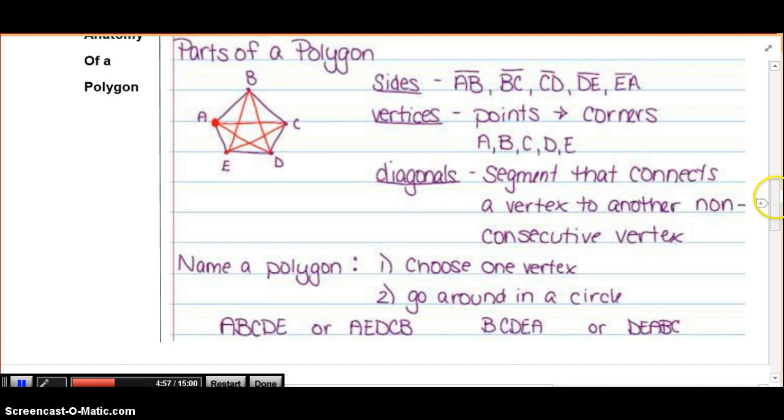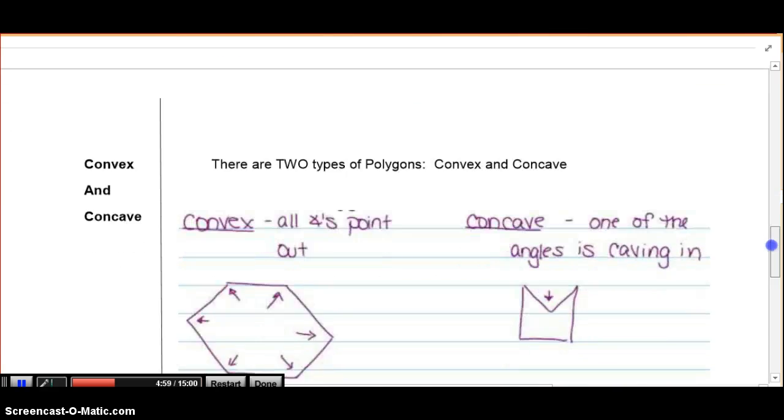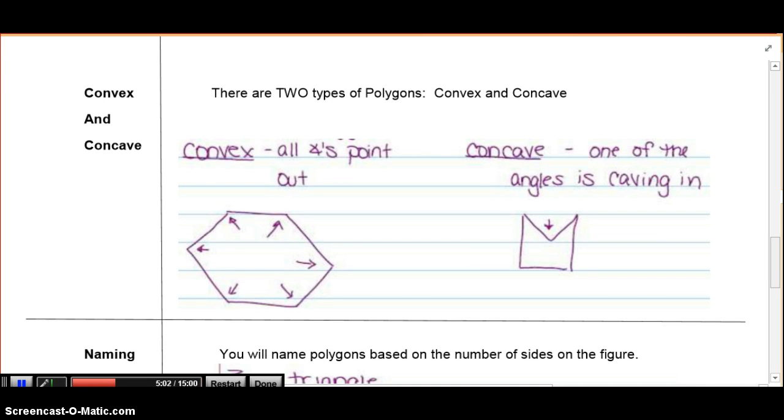Now, after this, we're going to look at something called convex and concave. These are the two different types of polygons that we are going to be seeing throughout the rest of the year. A convex, it's where all the angles are pointing out. Everything is shooting outwards. Out, out, out, out. I bet you can guess what I'm going to say for this last one. Out. It's moving all away from the center. That's what you got when you have convex.